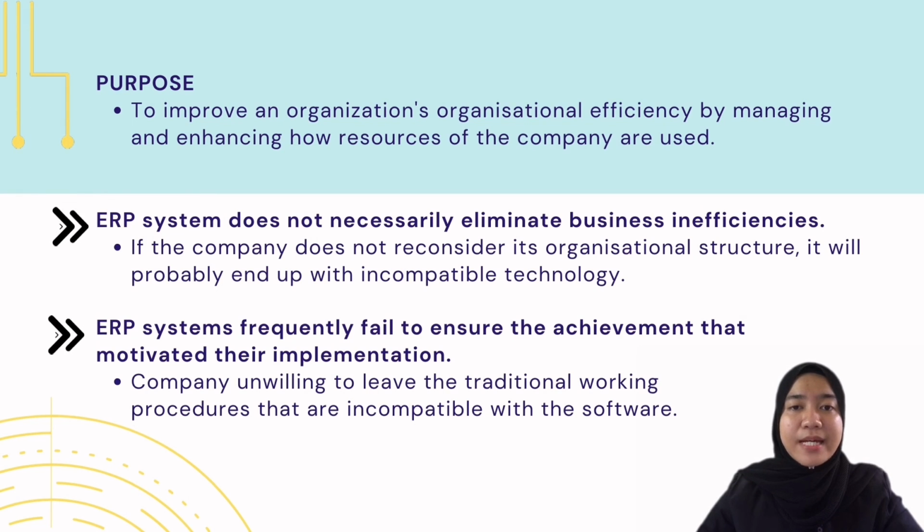An ERP system does not necessarily eliminate business inefficiencies. If the company does not reconsider its organizational structure, it will probably end up with incompatible technology. Other than that, because of a company's unwillingness to leave traditional working procedures that are incompatible with the software, ERP systems frequently fail to ensure the achievement that motivated their implementation. Some businesses are sometimes reluctant to eliminate all software that has served them well in the past.